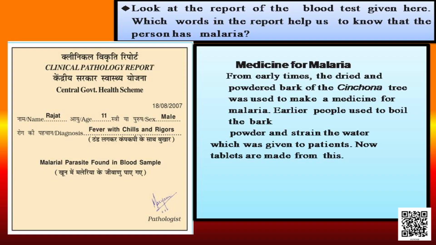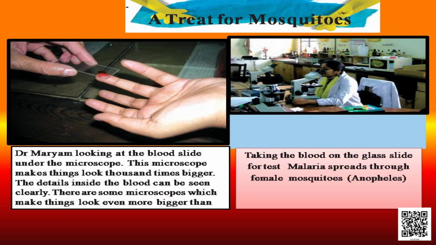You could see very clearly there is a report of the blood test given there, and which words in the report help us to know that the person has malaria. Now it is written very clearly that malarial parasite found in the blood sample. So from the report it is very clearly evident that you have got malarial parasite in your blood sample. So that tells us that in your blood sample there is the parasite for malaria, and so you are affected with malaria.